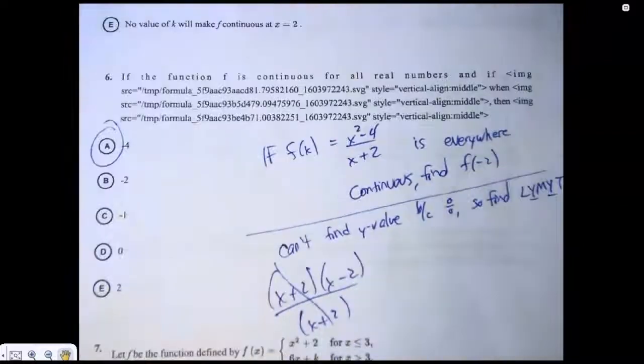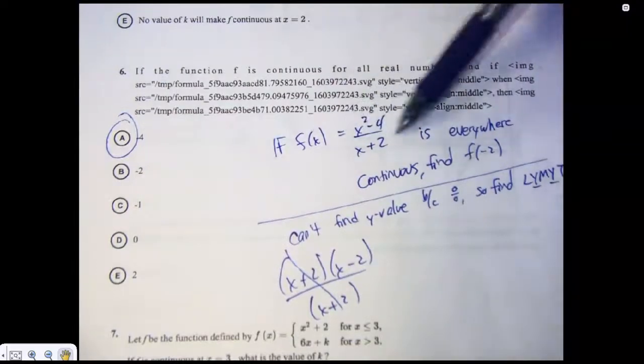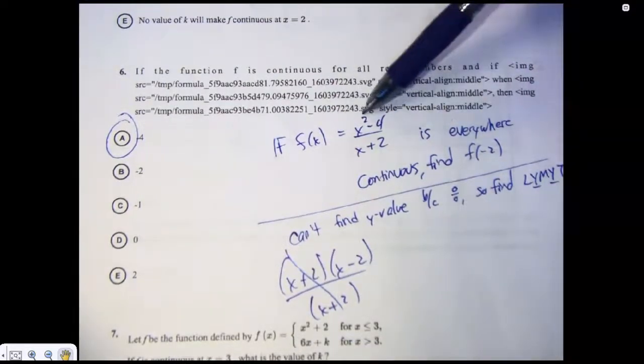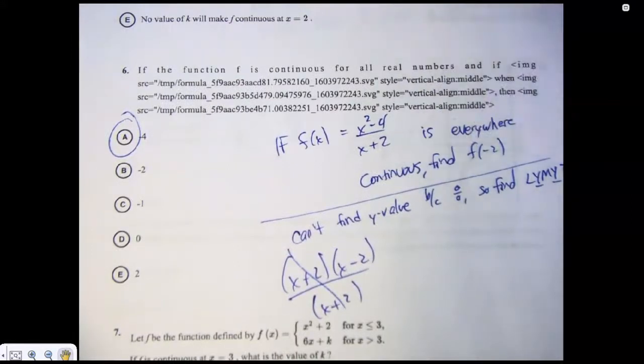Before, when I printed this, I got this weird text up here. I guess instead of a photo, but this is the question that I wrote. If f of x is equal to x squared minus 4 over x plus 2, and if it's everywhere continuous, find f of negative 2.